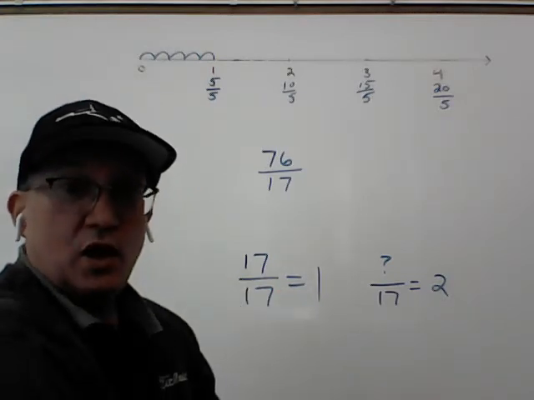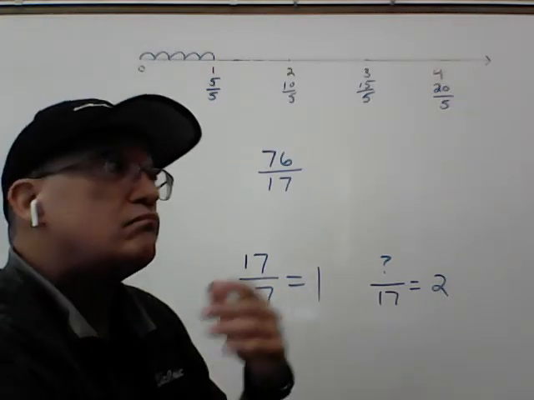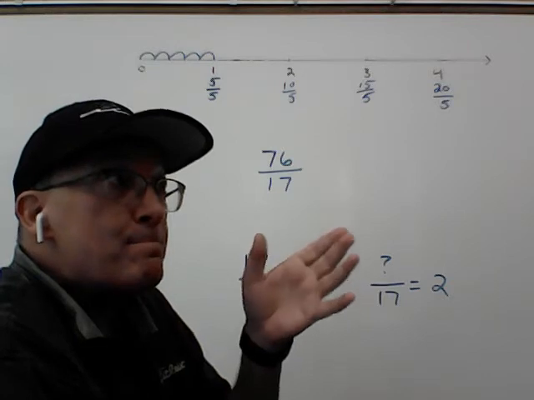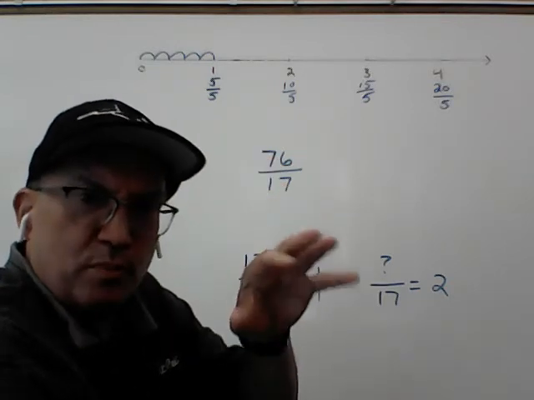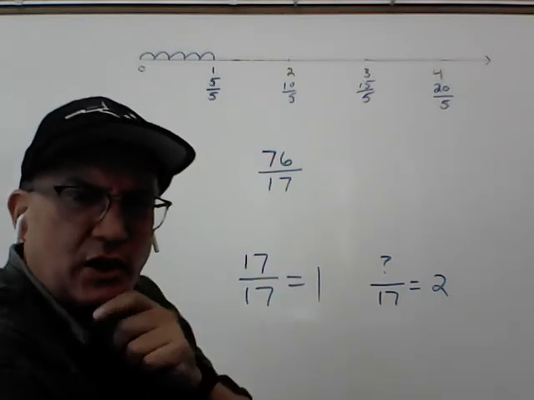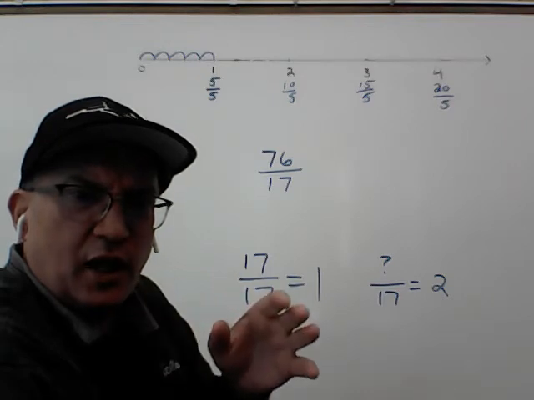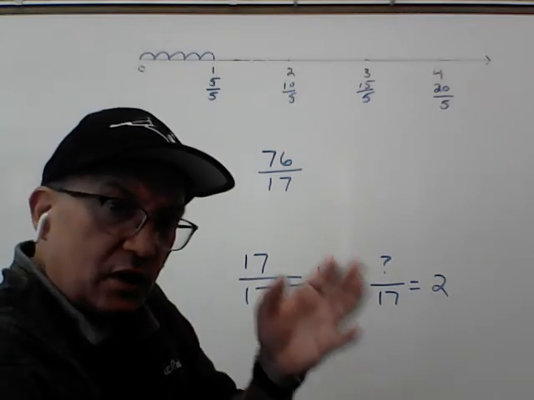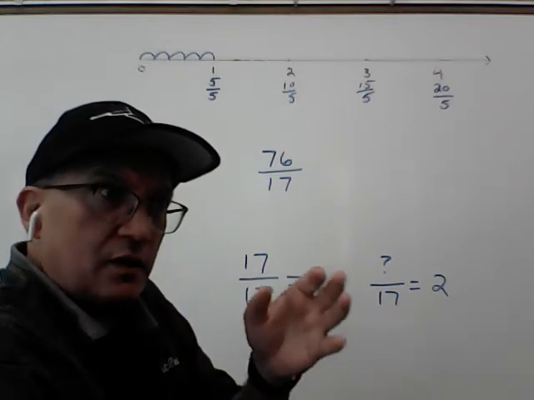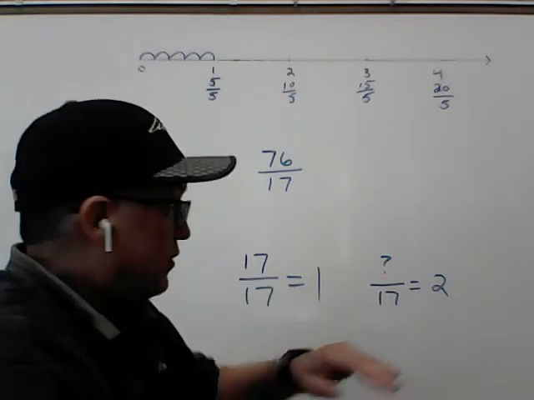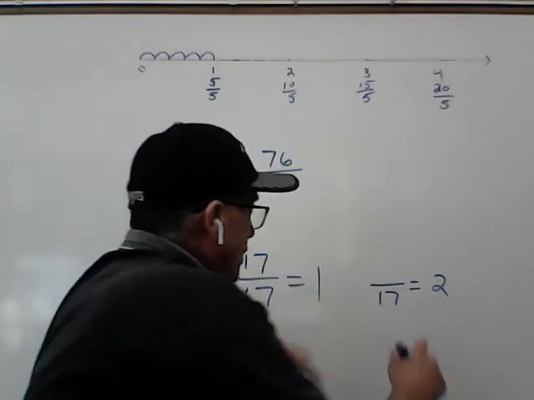Now, we don't learn the 17 times table when we're young. I didn't. I'm doing this on purpose. It's moderately challenging, but I want you to realize even when the numbers get hard, that doesn't change the underlying math. Did you think about it?